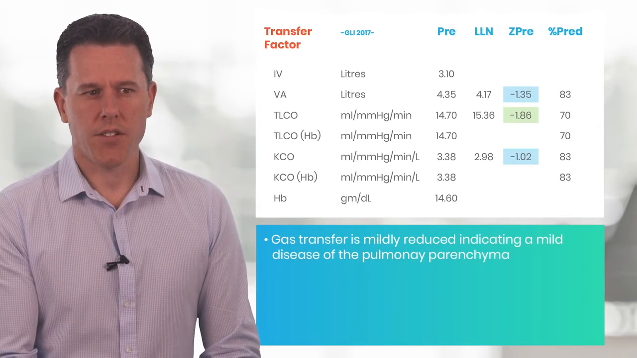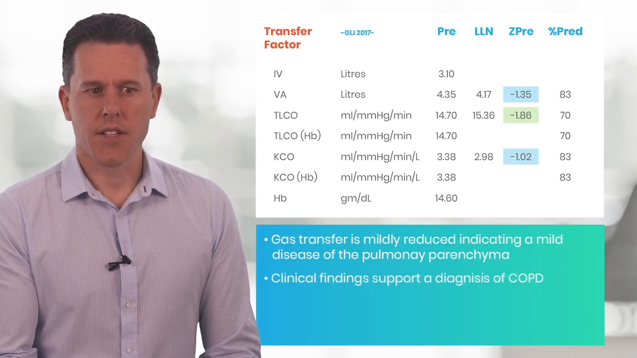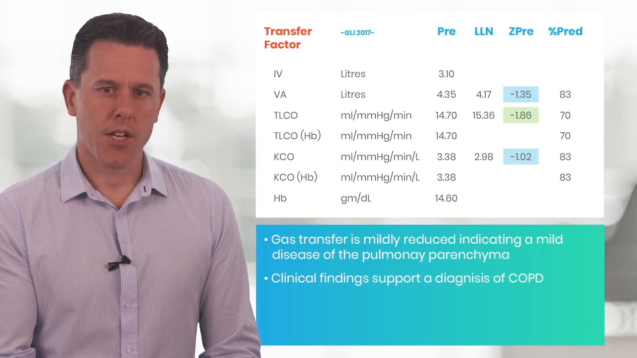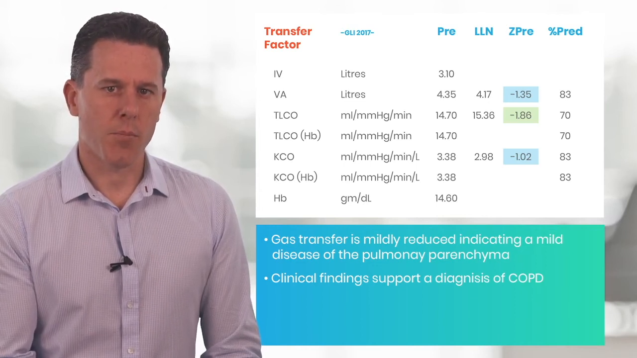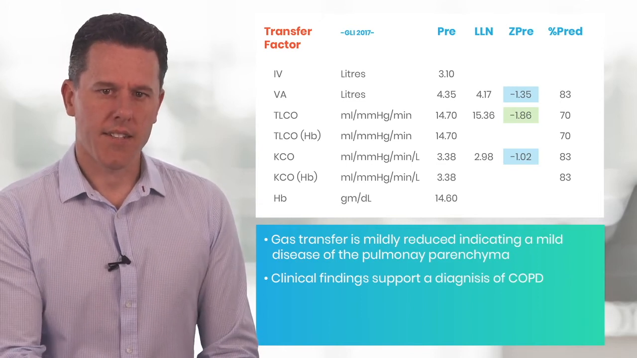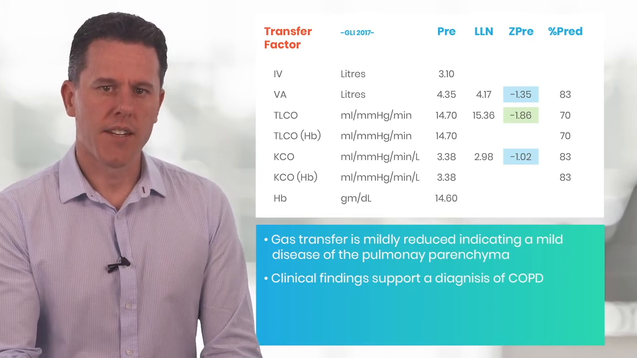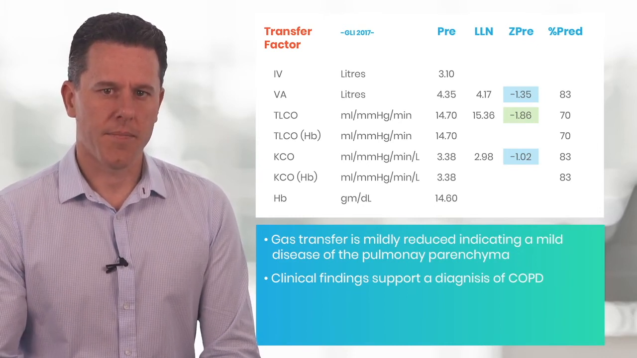And in this patient, who we know is an ex-smoker, has airflow obstruction, based on that we can determine that a diagnosis of COPD can be made because the clinical findings are consistent and there is airflow obstruction confirmed on spirometry that is diagnostic of COPD.